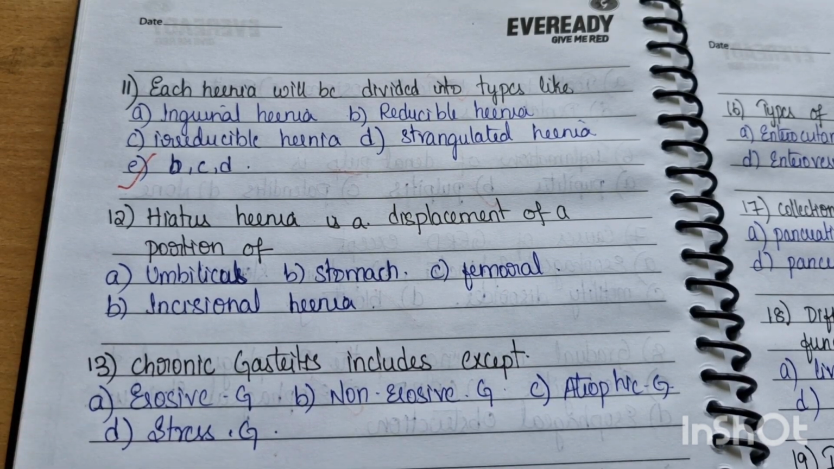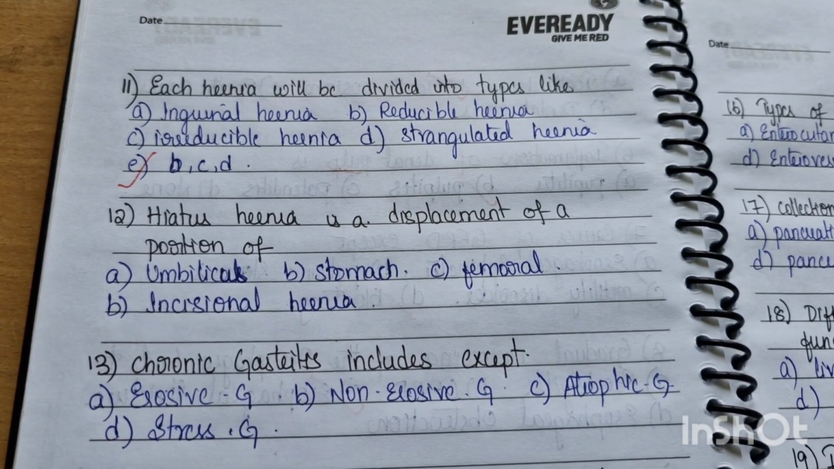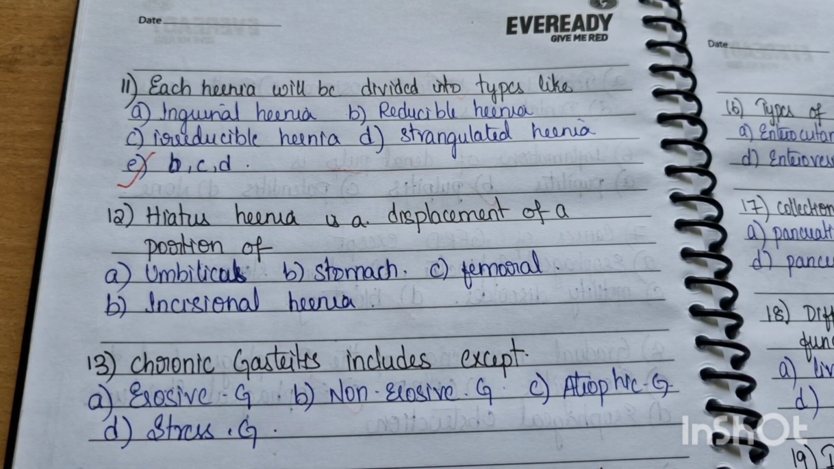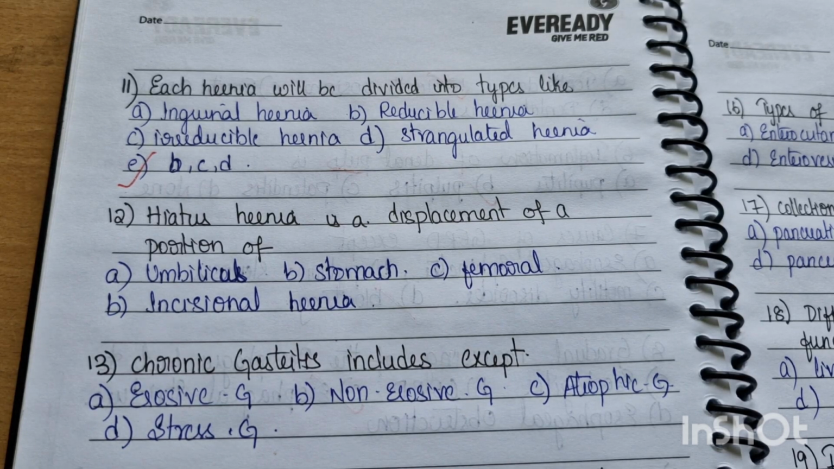And the next is hiatus hernia, the displacement of the portion of what? See, there are so many types of hernias, so depending on which organ is displaced, the hernia is named accordingly. So here they have given the name hiatus hernia.